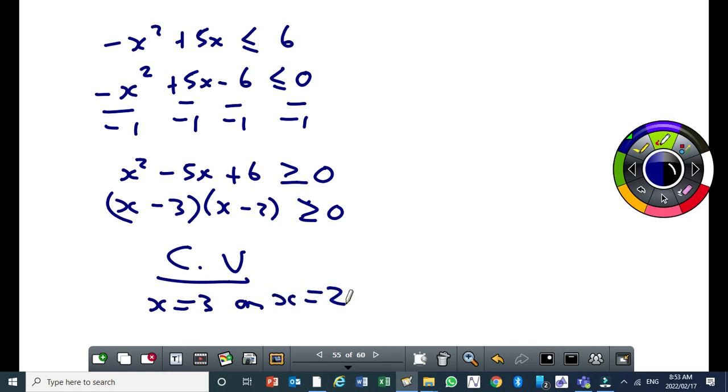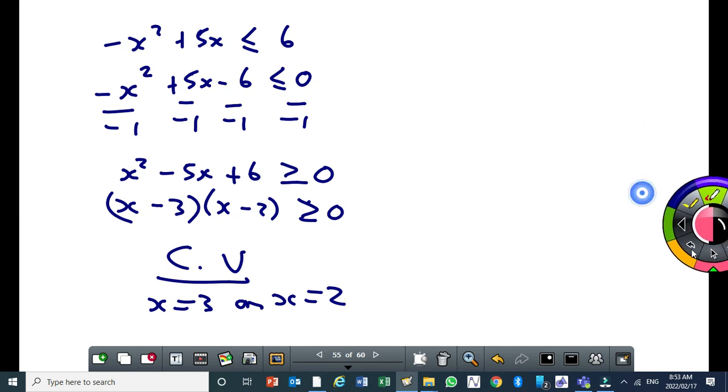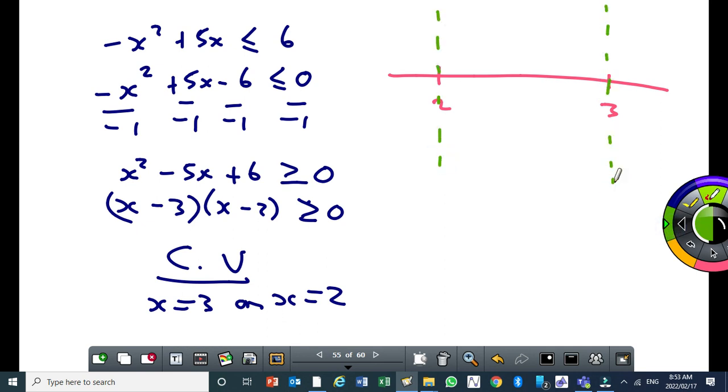Now, let's use the number line method first. I don't have too much time though. If I use the number line method, I'm going to have my 2, my 3 there, and then my vertical line with dashes. From here, this will be x is greater than or equal to 3, and then between those two, it will be 2 is less than or equal to x, x is less than or equal to 3. Then x is less than or equal to 2.